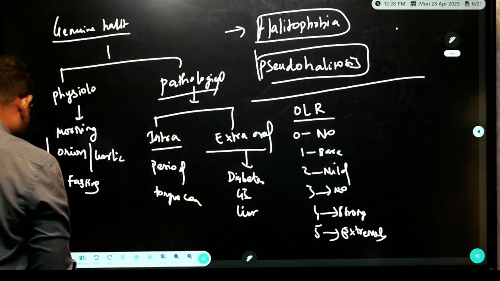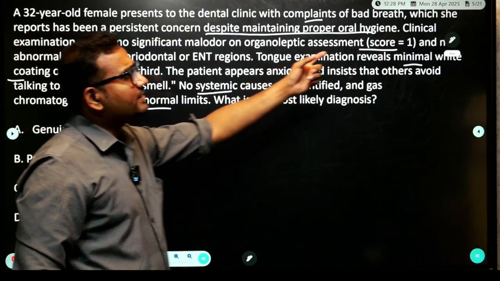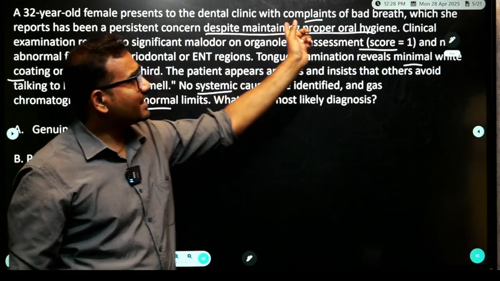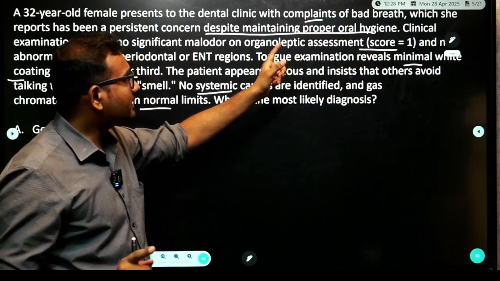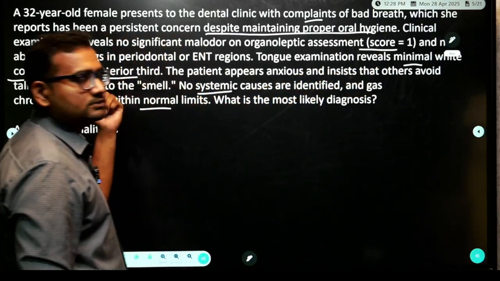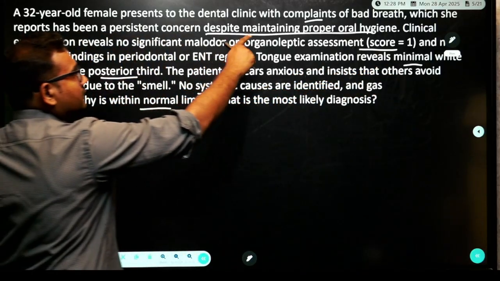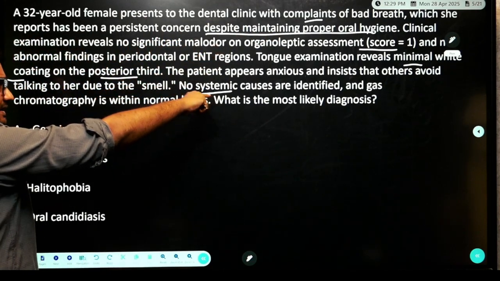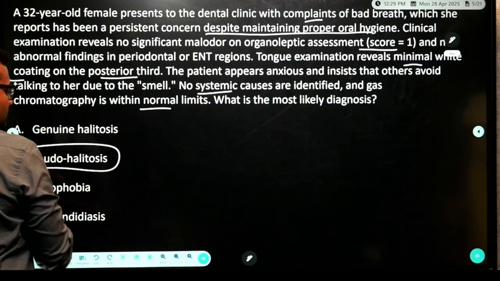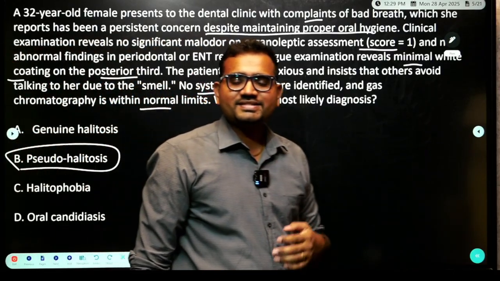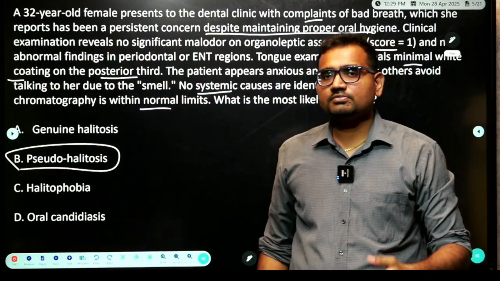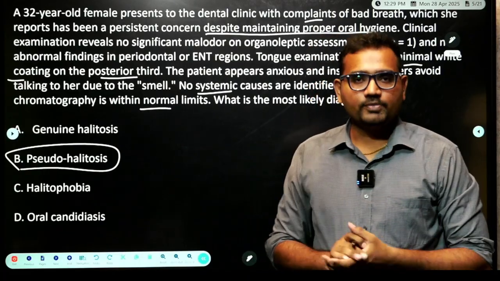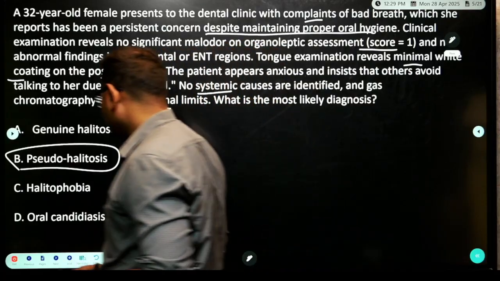Now moving back to the question, I see an organoleptic rating score of 1, so that is technically no malodor, and the patient is maintaining good oral hygiene, and there are minimal white coatings. So the patient comes for the first time, minimal coatings, organoleptic score 1, no systemic diseases. So I'll go for pseudohalitosis. If the question said the patient comes multiple times despite treatment, those keywords, I'll go for halitophobia. So the answer for this question will be pseudohalitosis.